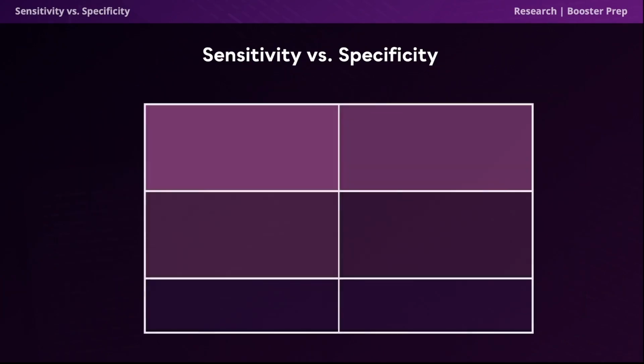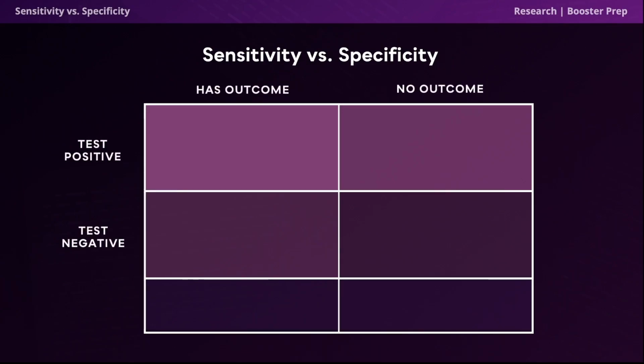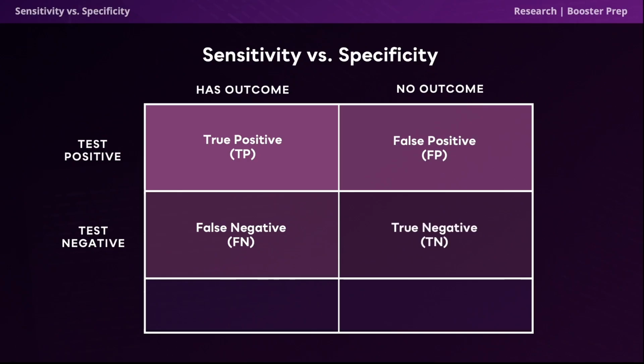Let's go ahead and visualize this by drawing out a table. On the left-hand side, we have those who test positive and those who test negative. On the top, we have those who have the outcome and those who do not have the outcome. First, we have true positives, or TP, and this describes someone who has the outcome and tests positive. It can help if you think of the outcome as having COVID, for example. Next, we have false positive, or FP, and this describes someone who does not have the outcome but tests positive. Next, we have false negatives, or FN, and this describes someone who has the outcome but tests negative. And finally, we have true negatives, or TN, and this describes someone who does not have the outcome and tests negative.